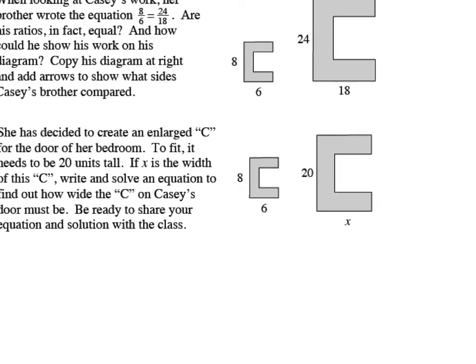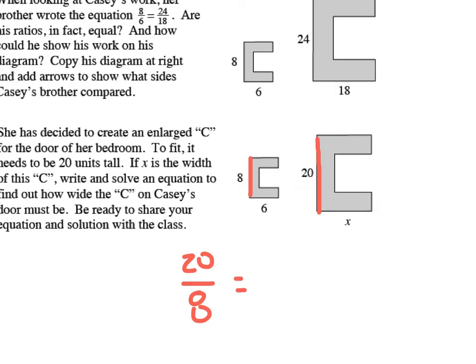So in order to do that, I'm going to go back to what I did before. I always try to compare the corresponding sides, or the side lengths that are in the same spot. So I know that 20 corresponds to the side length of 8 in the smaller letter C. The way I write this as a fraction, I say 20 corresponds to 8. I can write that as 20 over 8.